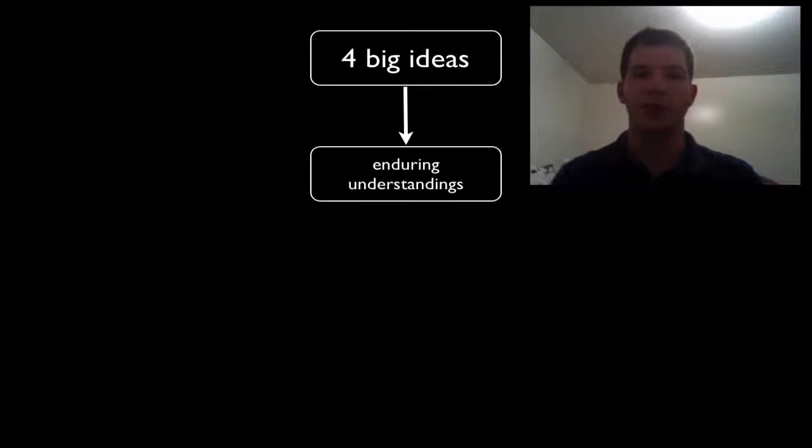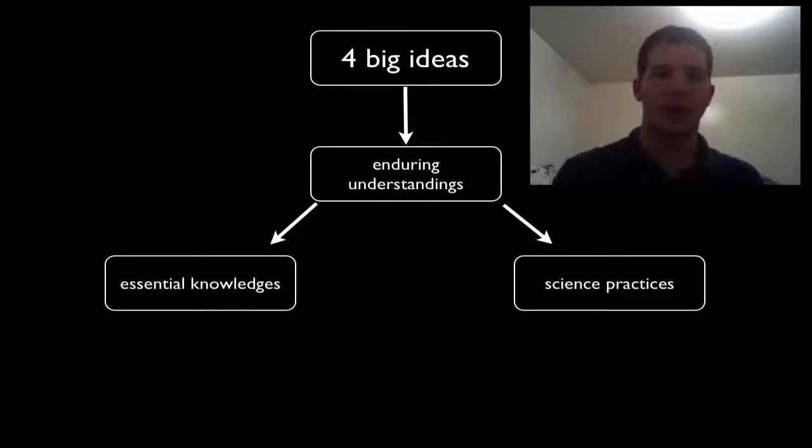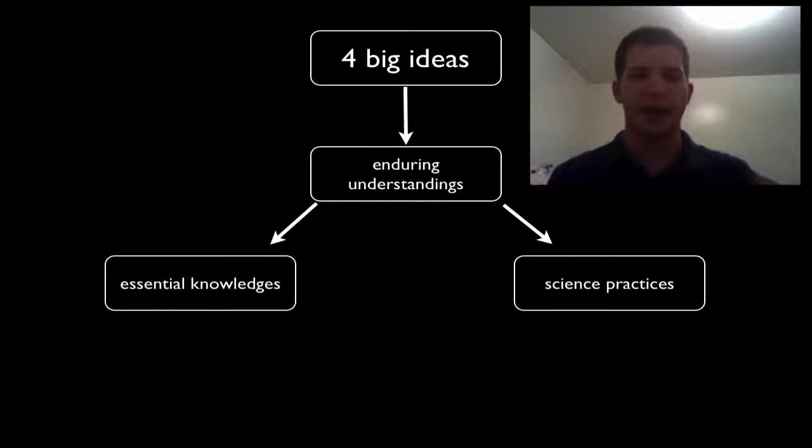So AP Biology is designed around these four big ideas, but there's more to it than that. Underneath these big ideas, there are things called enduring understandings, which are a little more specific. And underneath that, we have essential knowledges and science practices. Now, these science practices are the tools that we use to physically learn the material. So they can be anything from the labs to looking at diagrams to making up our own data tables.